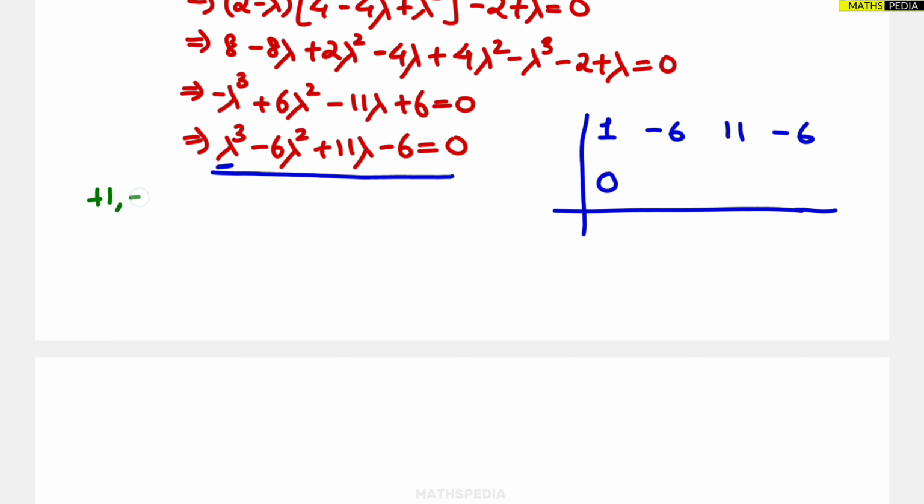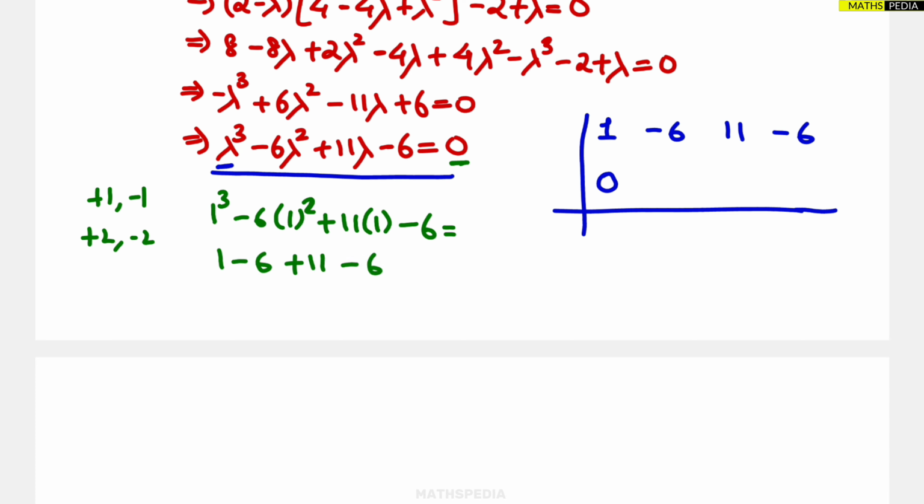Start with plus 1, minus 1, plus 2, minus 2, plus 3, minus 3, and so on. Substitute those values in place of lambda. If we are getting the RHS side as 0, then it is one of the roots. For example, if I substitute 1 in this one, what happens? 1 cube minus 6 into 1 square plus 11 into 1 minus 6. So how much are we getting? 1 minus 6 plus 11 minus 6, which is 12 minus 12, equal to 0.